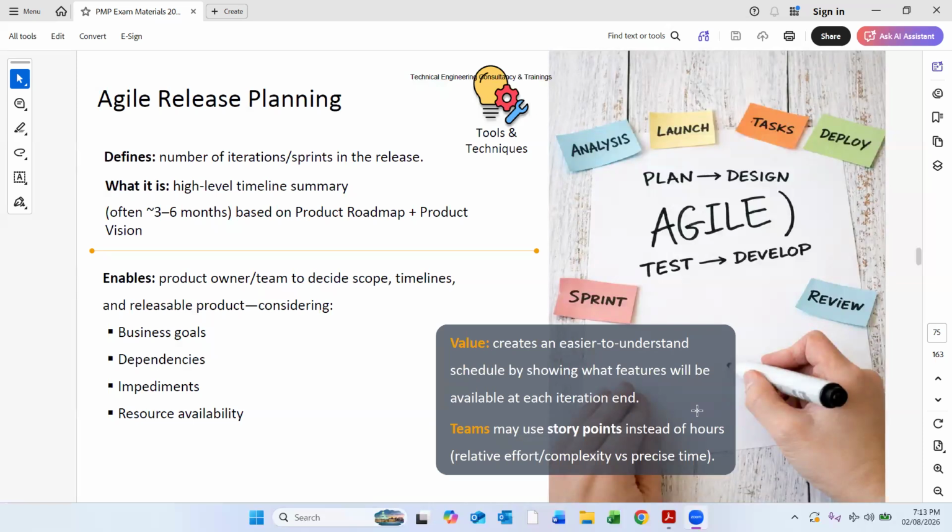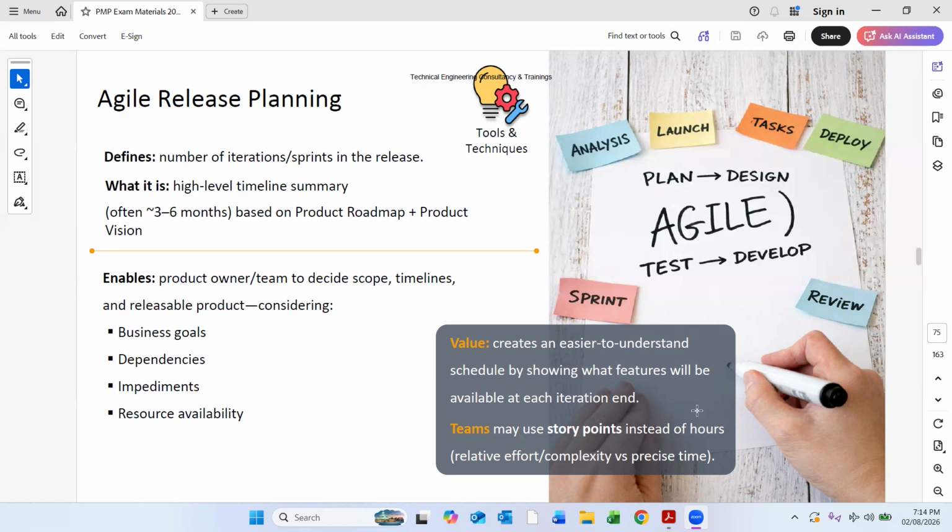And there will also be a phase review in between them. So it is a high level timeline summary. If I'm giving 6 months, it is a high level timeline summary for us. But again, it should be delivered. The product roadmap should be within 3 to 6 months. So in agile we are using roadmap instead of baseline, right?